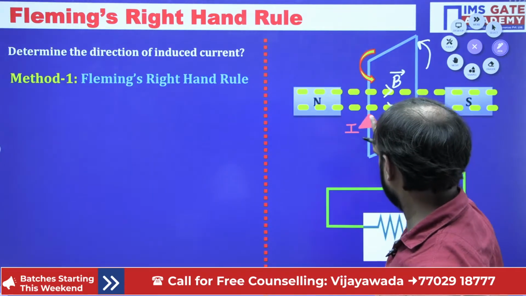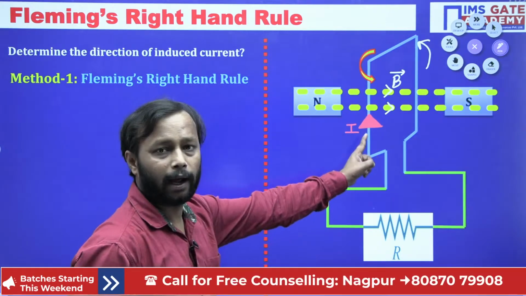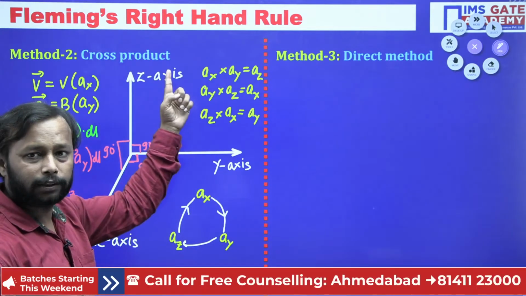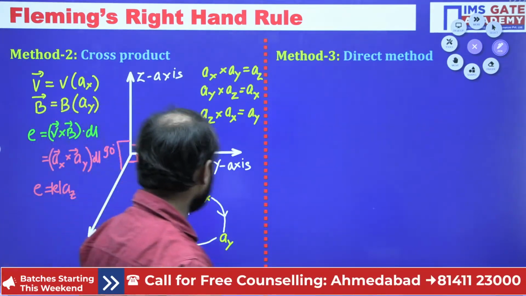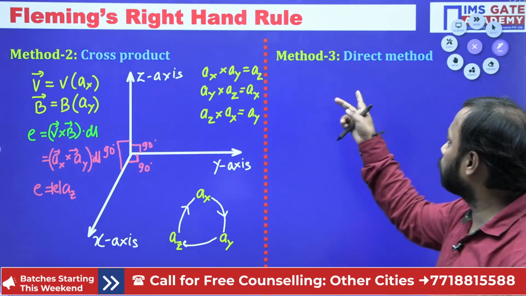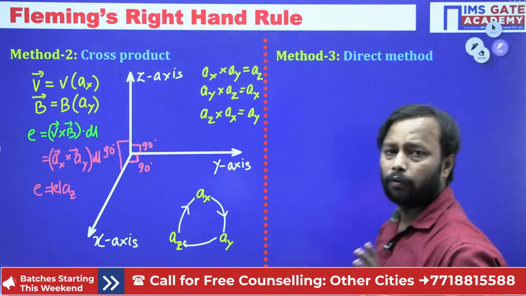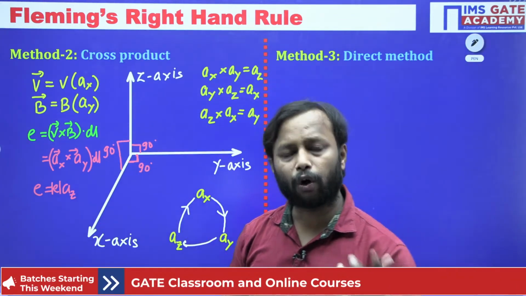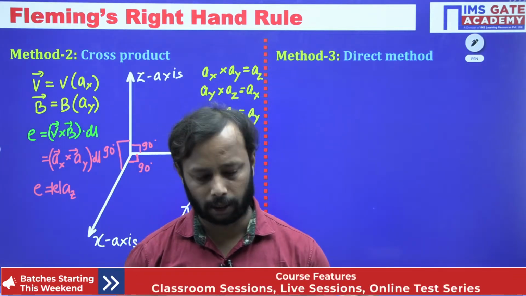Let us verify. See the current I, it is in the upward direction. Here the Z axis is the upward direction. Done. So in this way, by using these two methods, you can find it. What about the third method? This is a direct method where we can directly use our concept to find the direction of induced EMF or current.